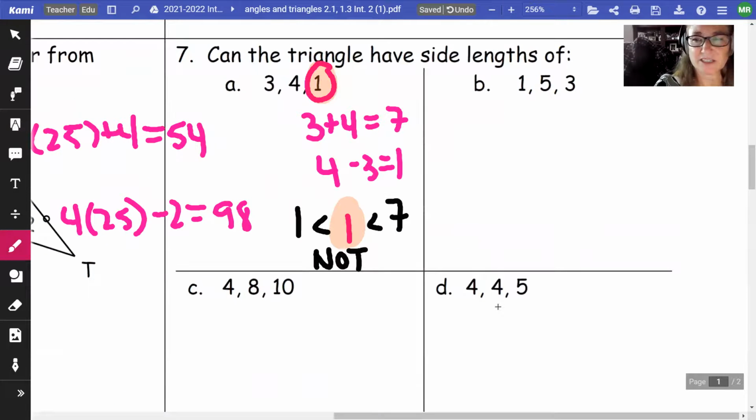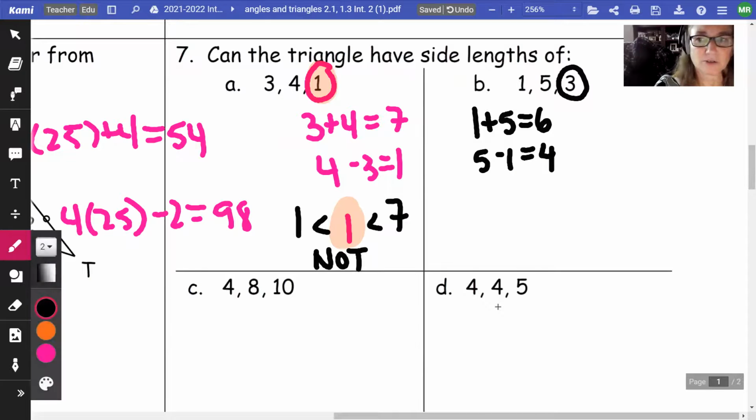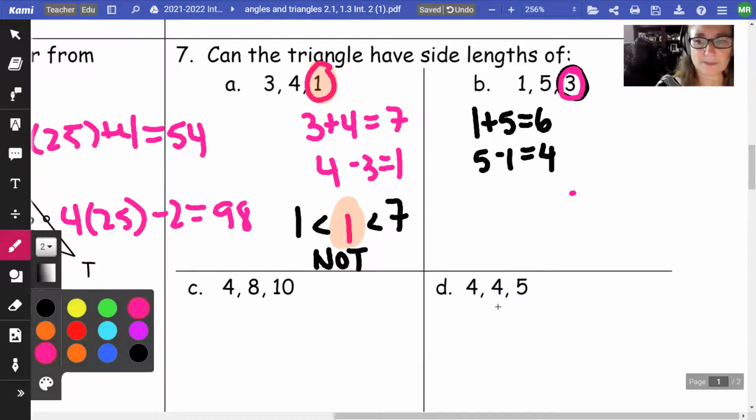If I'm on one like this, again, I'm just going to take one of them. So let's just take the last one. So I'm going to add 1 and 5 and get 6. I'm going to take 5 and 1 and subtract and get 4. So this number here, this 3, has to be in between 4 and 6. And it's not. So it's not going to form a triangle.